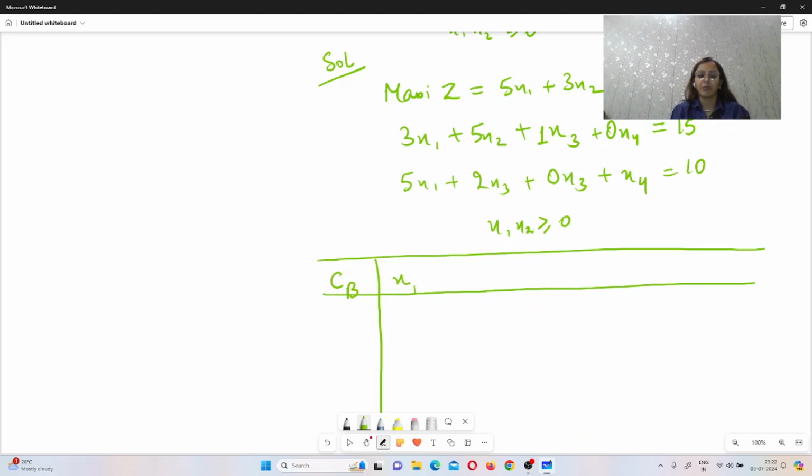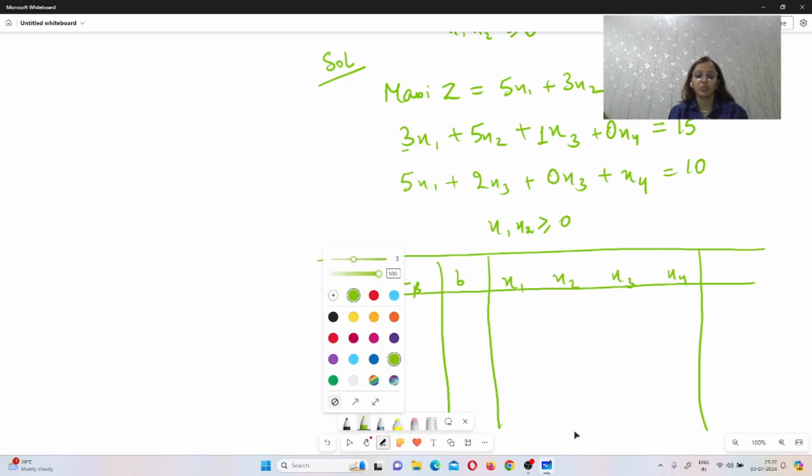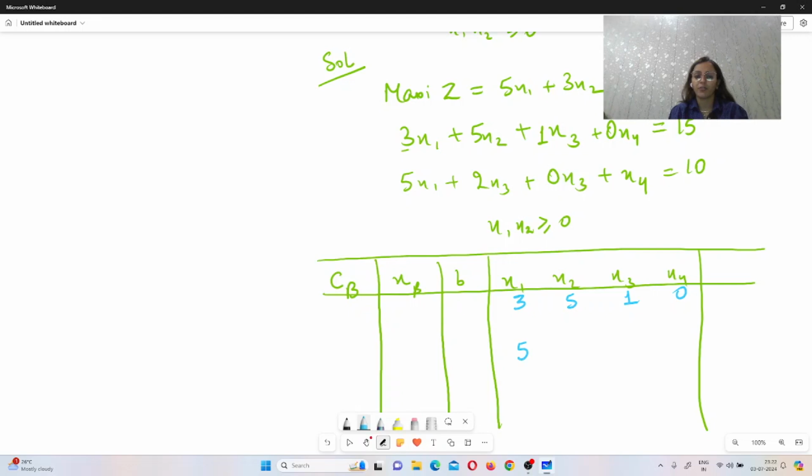We write the XB, that is the basic variable, the basic elements we have to take up, and the b element will be there. I will explain each and everything about these values. Then x1, x2, your variables, x3 and x4. So how do we put in these values? We have to find x3 and x4. Write over here the values from this: 3, 5, 1 and 0. And this is 5, 2, 0 and 1.